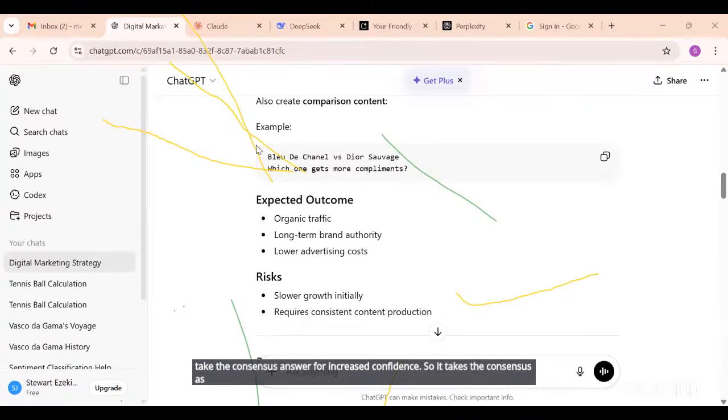Please stop writing on the screen. I don't know, but all right.